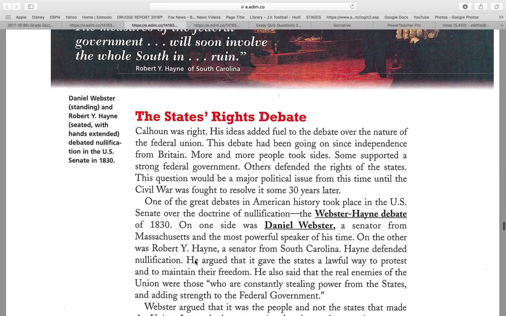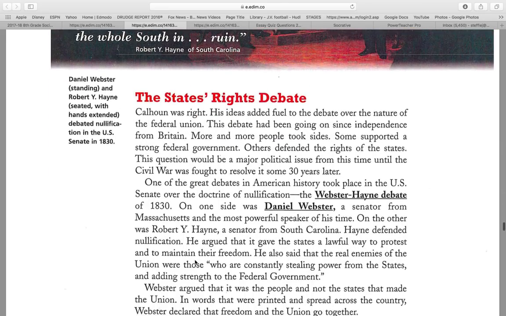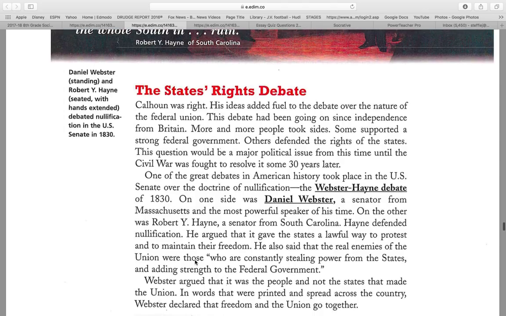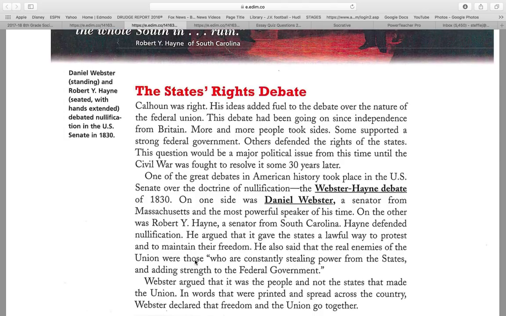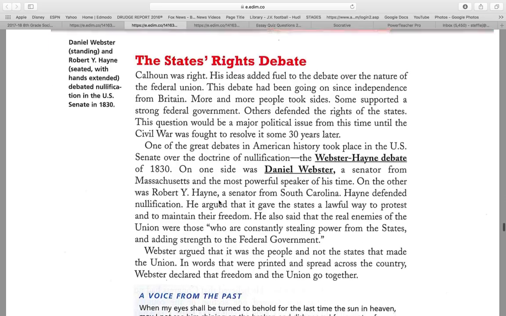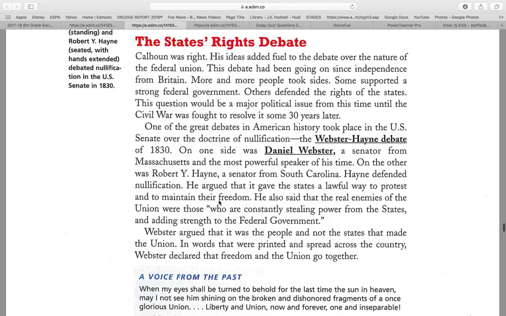The states' rights debate. Calhoun was right. His ideas fueled a debate over the nature of the federal union. This debate had been going on since independence from Britain. More and more people took sides. Some supported a strong federal government. Others defended the rights of the states. This question would be a major political issue from this time until the Civil War was fought to resolve it almost 30 years later.